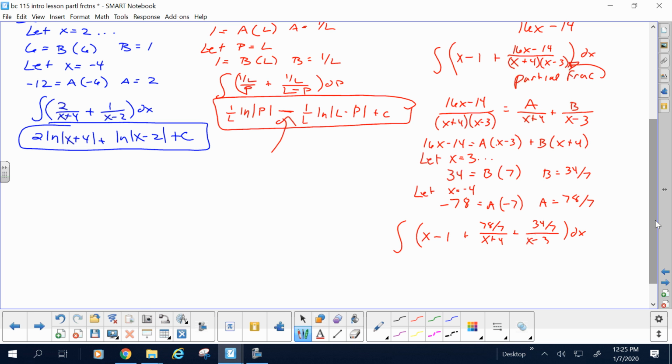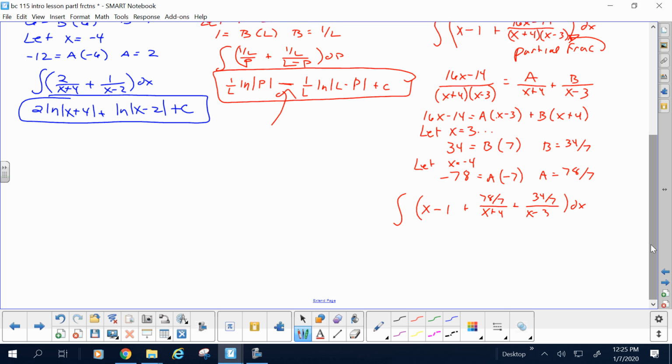All right. Integration time. What's the integral? 1/2 x squared over 2, yeah? Minus x plus 78/7 log of the absolute value of x plus 4 and 34/7 log of the absolute value of x minus 3.